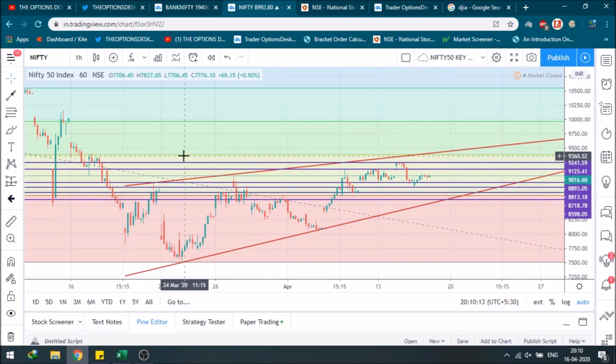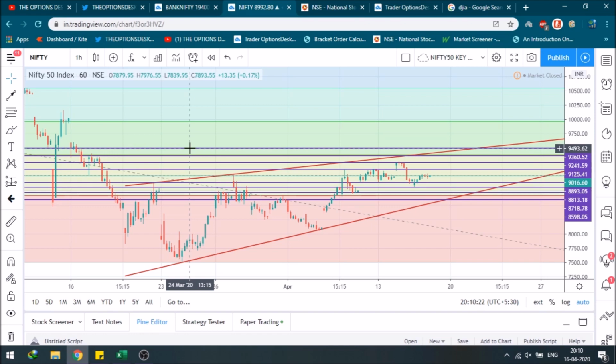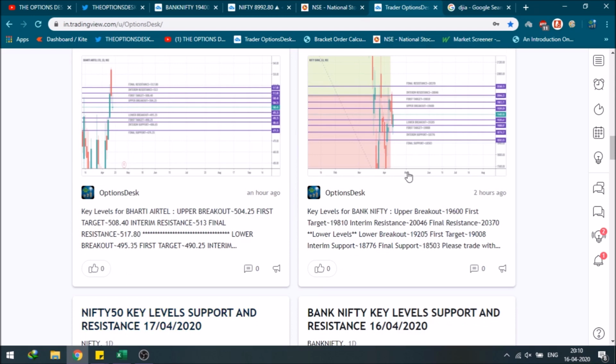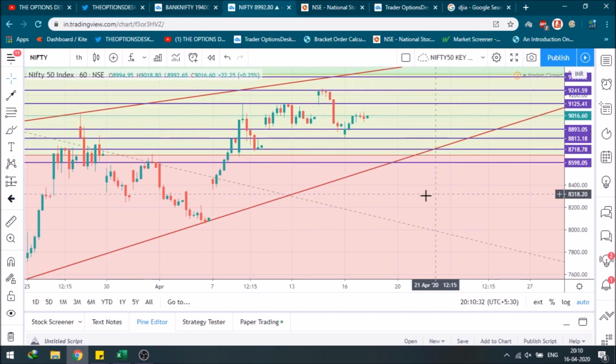As you can see, that would be my upper level. That is approximately the 38.2% of the Fibonacci retracement tool on the current downtrend, and the final level will be 9500, that is 9493. I've already marked these levels on my TradingView account. Please do check them, they might be helpful in your trading. As you can see, Nifty and Bank Nifty both performed perfectly well on my analysis. So these were the levels for the Nifty 50.